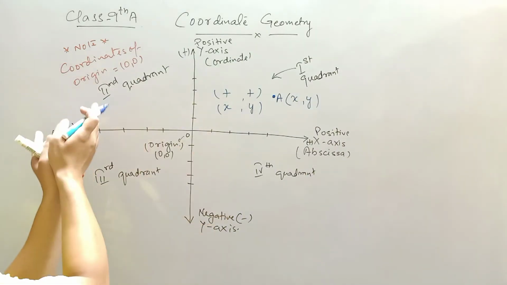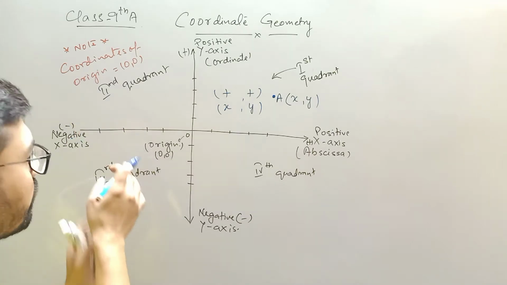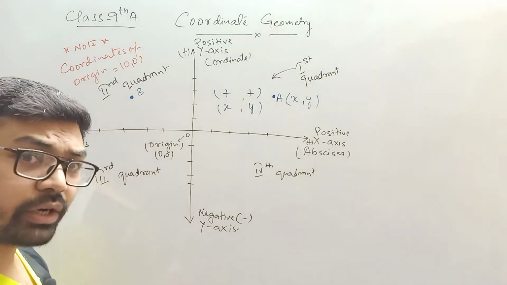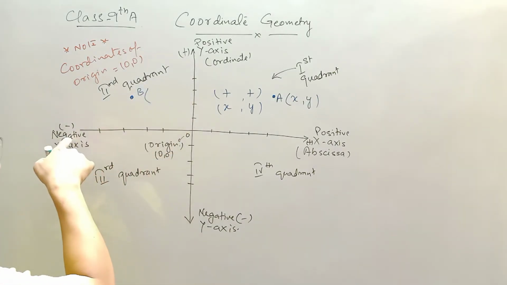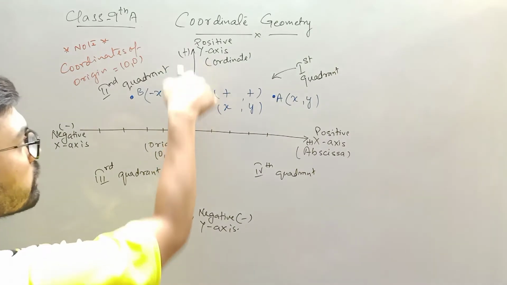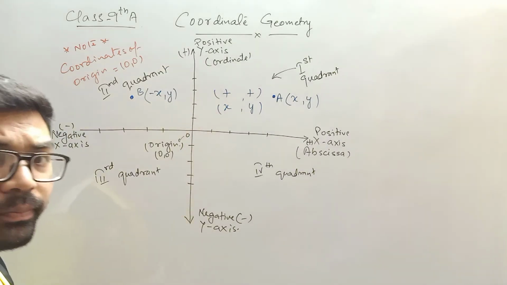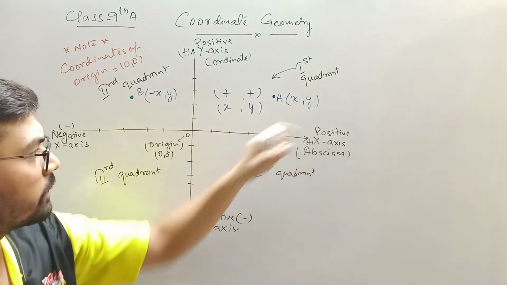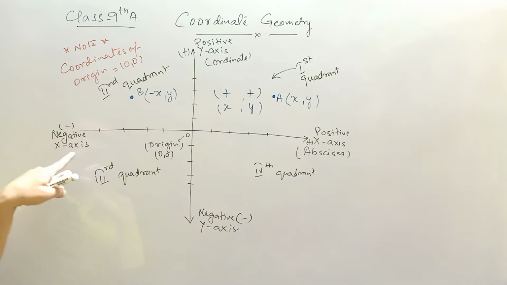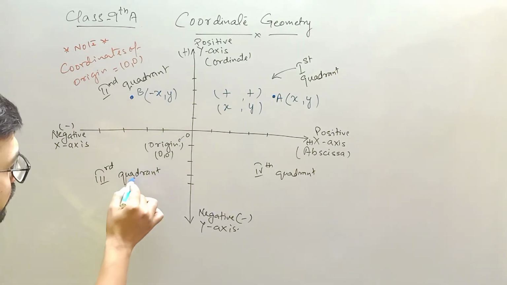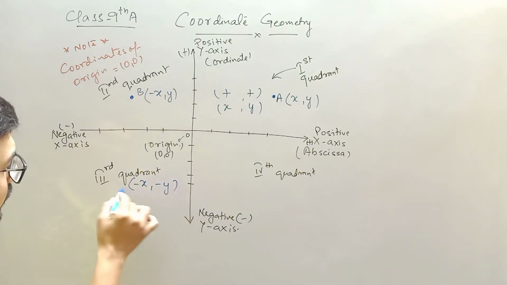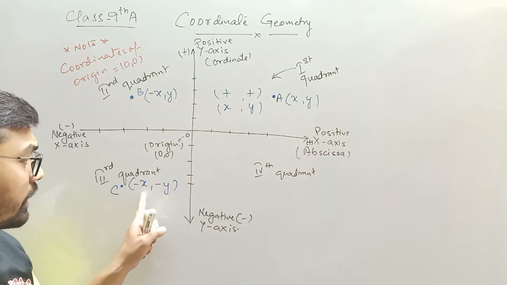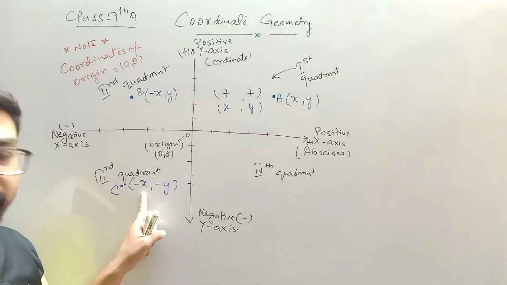Now when I move onto the next or the second quadrant, let's say I have one point here, this point is B. So the coordinate of this point B will be minus x and positive y. Any doubt? Minus x, positive y. On the third quadrant, I have negative x, negative y. Let's say this point is C. So the coordinates of this point C will be both x and y negative.